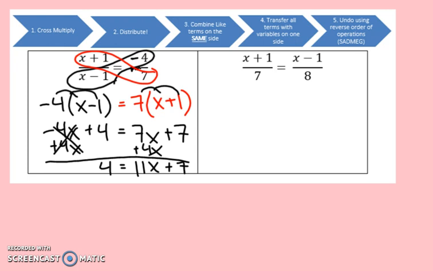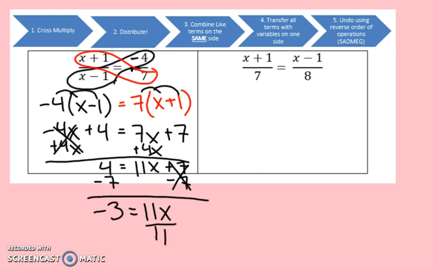Since my variables are on the right, I want to bring my constants to the left. So I'm going to subtract 7 on both sides. 4 minus 7 gives me negative 3. I'm going to bring down my 11x. 11 is my coefficient of x, so I'm going to divide both sides by 11.